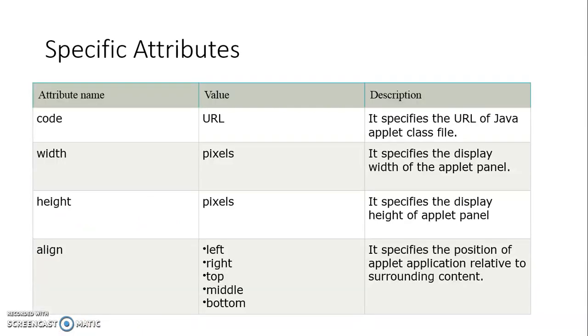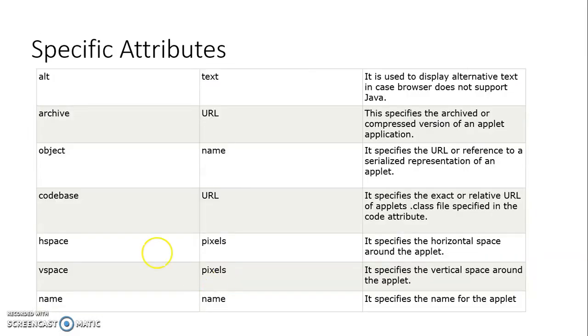Now we will see which attributes you can use in applet. First of all, we have seen the code attribute. We have also seen the use of the width and height attributes. Next is the align attribute. It specifies the position of the applet application relative to the surrounding content. For example, which alignment you want: left, right, top, middle or bottom. Next is the alt attribute. It is used to display alternative text in case the browser does not support Java.